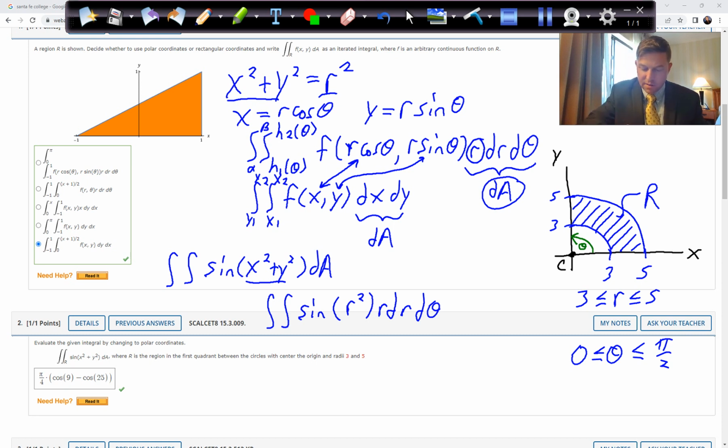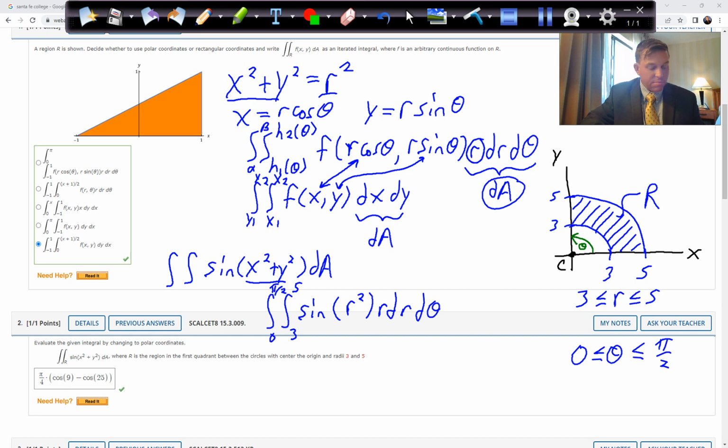So plugging that in, r is the first variable written dr, so we're going to write our limits for that first, 3 and 5. Theta is second, so we're going to write that next, 0 to pi over 2. Okay, and that's it. So that is the correct setup. Once we have that, that's really the hard part is done.